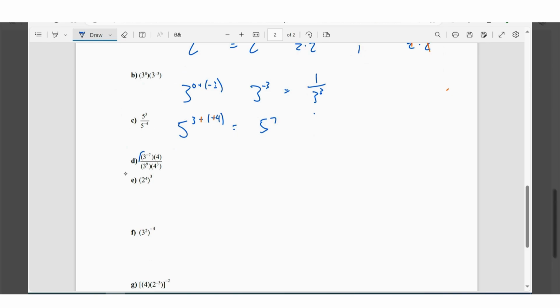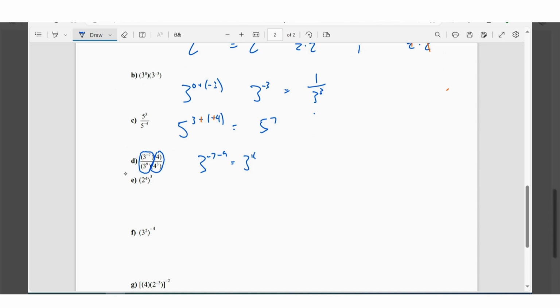Next one, we can deal with... we need the same base for the rules to apply. So we can do the 3s and we can do the 4s. So let's deal with the 3s. They're being divided, so we have to subtract the exponents. We have 3 to the negative 7 subtract 9.